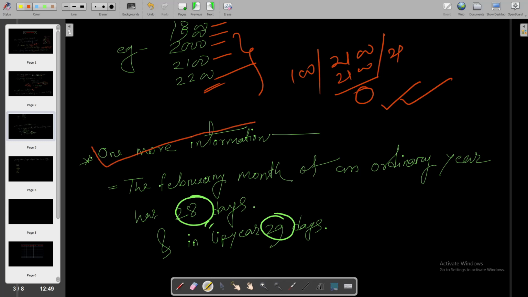One more piece of information is that the month of February in an ordinary year has 28 days and in a leap year has 29 days. We already saw that a leap year has an extra day, 1 day extra. Thus, the month of February of a leap year has 29 days.